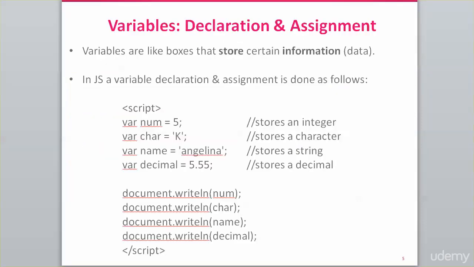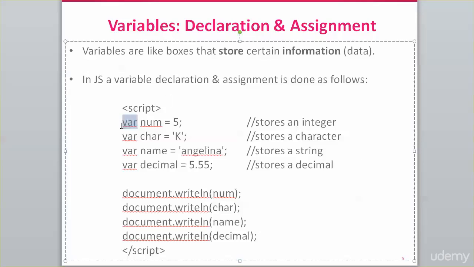The first topic we will cover are variables. In this case, declaration as well as assignment. Variables are like boxes that store certain information, in which case is data. So in JavaScript, in order to declare a variable, you would use the var keyword. You would provide a name for that variable. You would use the assignment operator, such as the equal sign, and then the value which would be assigned to this variable. In this case, var num equals 5, we are assigning the integer number 5 to the variable num.